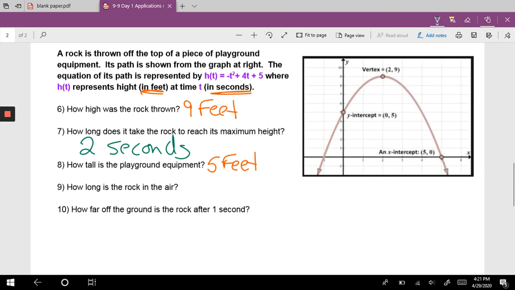Question 9, how long is the rock in the air? Well, that's our x-intercepts, right? Here's a situation where we do have a negative x-intercept, and we want to ignore this one because I cannot go back in time. So all of this over here, I ignore, because I am standing on top of a piece of playground equipment. I throw the rock, it goes in the air, and then it comes back to the ground. So all you're looking at is this x-intercept, and it's at (5, 0). I threw it at time 0, it landed at time 5, so this would be 5 seconds.